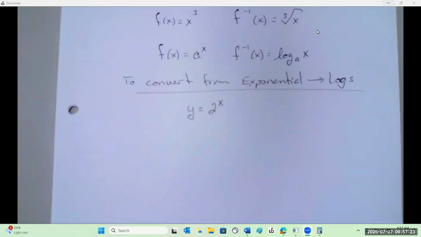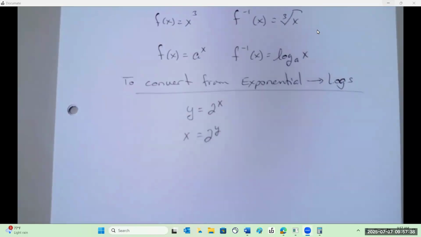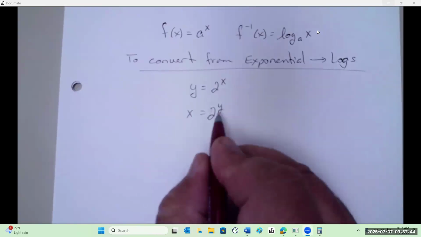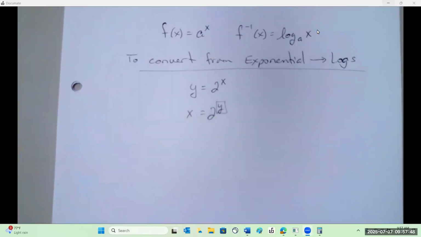We started off with an exponential function. What's my first step to find the inverse? First thing you have to do is switch x and y. Now we have to get the y down. And the whole rules of these will come up in a little bit.